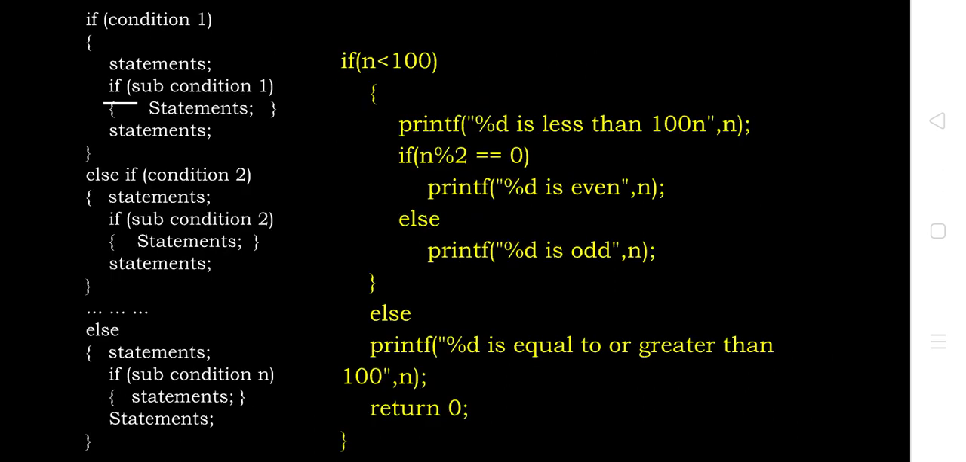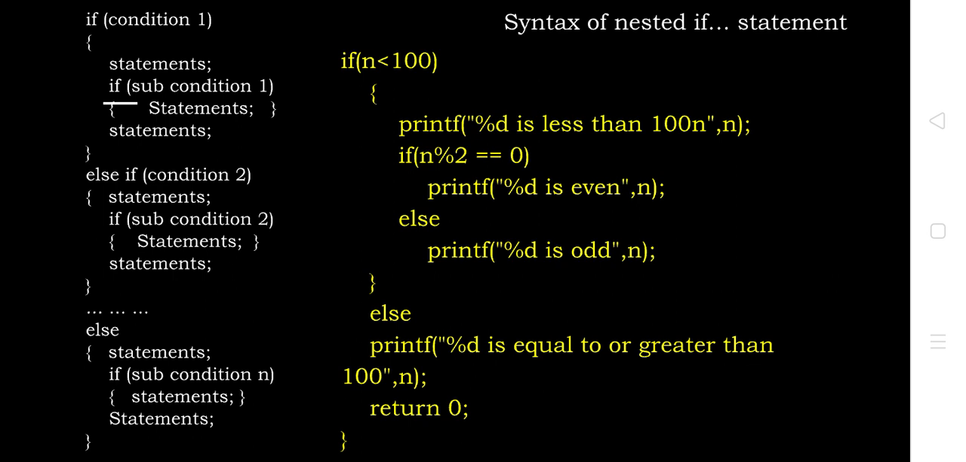Now we have the nested if. Nested means one if statement within another statement. Here, if condition 1 is true, a set of statements will be executed, and within that, if the sub condition is true, a group of statements is executed. Likewise, it goes to the next step, which is else if. It can go multiple times, and whichever condition is met or true, that particular case will be solved. That is given by this simple example.